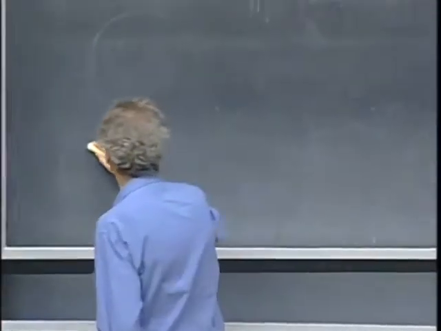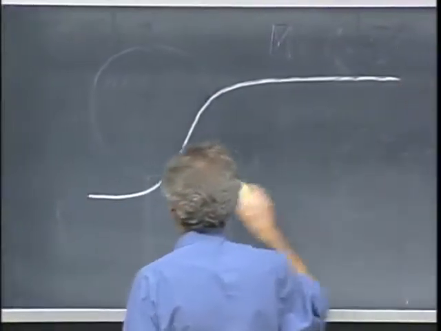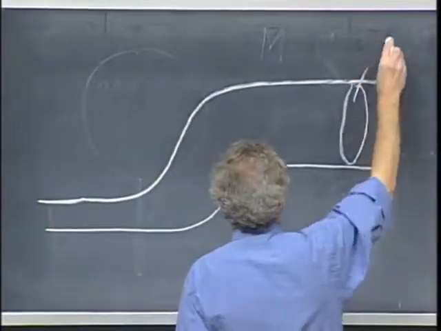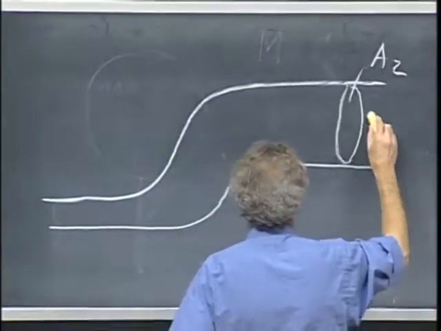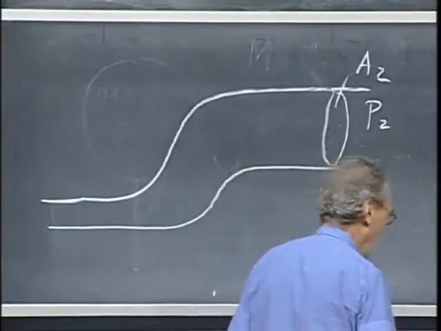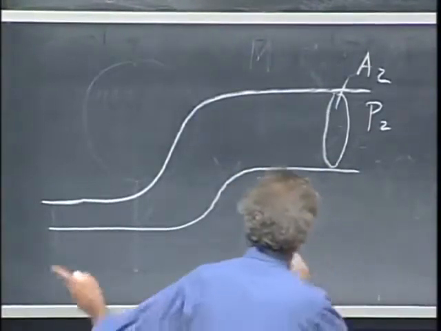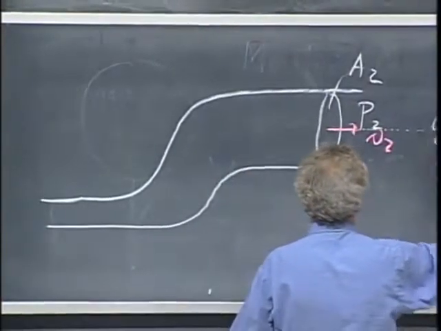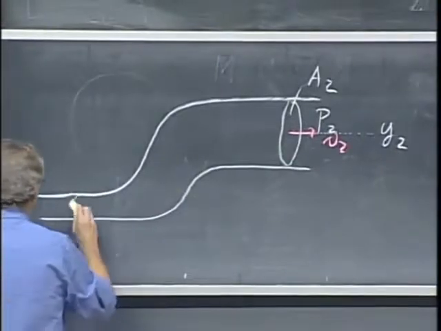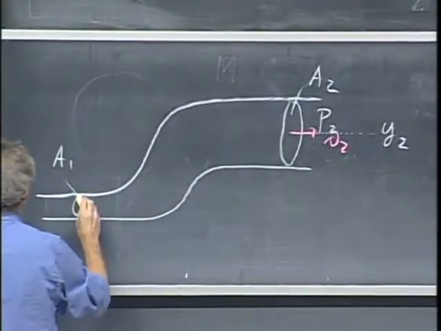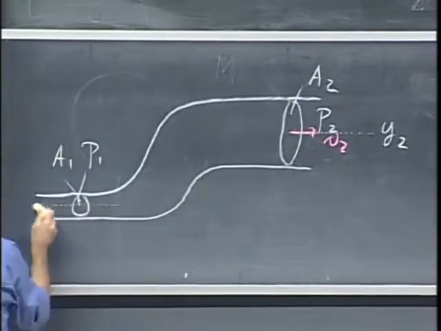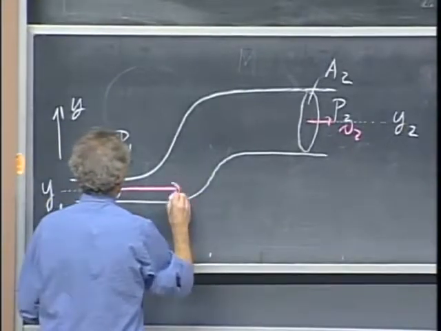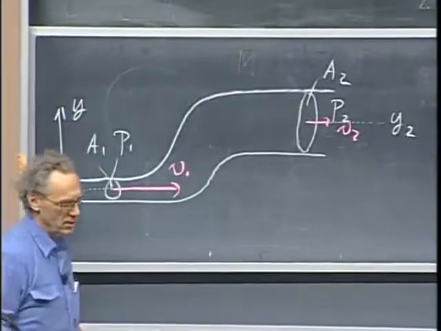Suppose I have a fluid, non-compressible, like so. This cross-sectional area is A2, and the pressure here is P2, and I have a velocity of that liquid, which is V2, and this level is Y2. Here I have a cross-sectional area A1. I have a pressure P1. My level is Y1. This is increasing Y. And I have a much larger velocity because the cross-section is substantially smaller there.